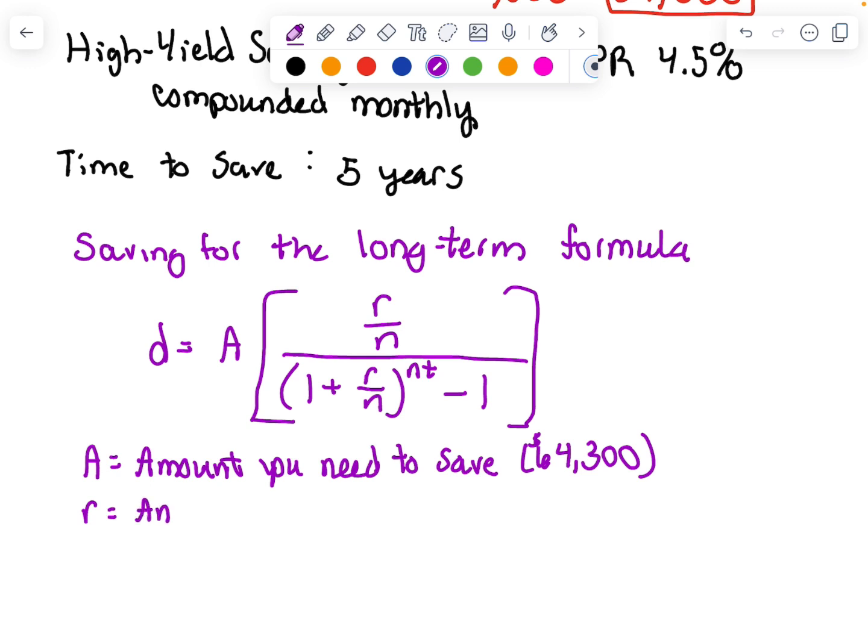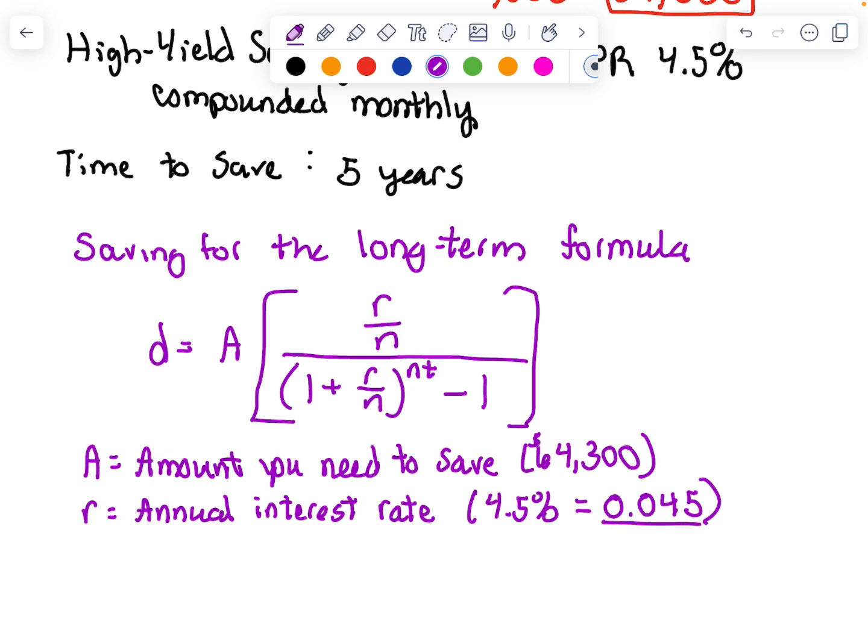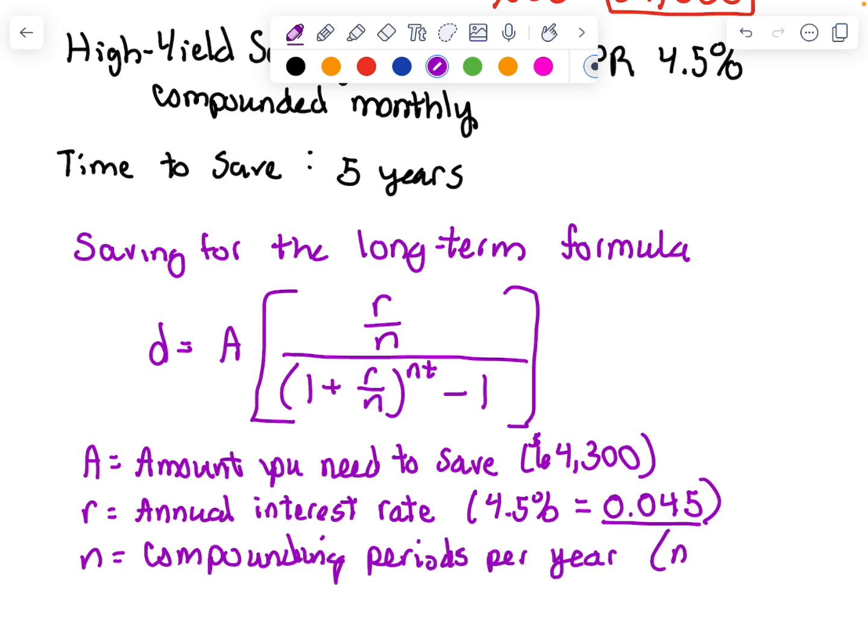R stands for our annual interest rate. In this case, our high yield savings account has an APR of 4.5%. So that's our annual interest rate. But in order to plug R into our formula, we need to convert that percentage to a decimal. So again, move that decimal place over 2 times to get 0.045. N is our compounding period, so the number of compounding periods that we have in a year. Since this is compounded monthly, our N is 12, because that's 12 months per year.